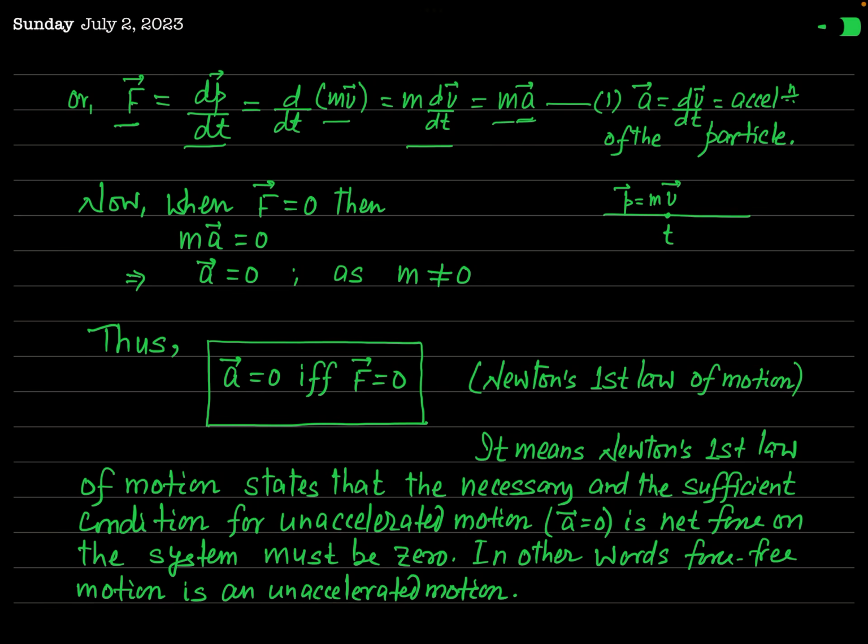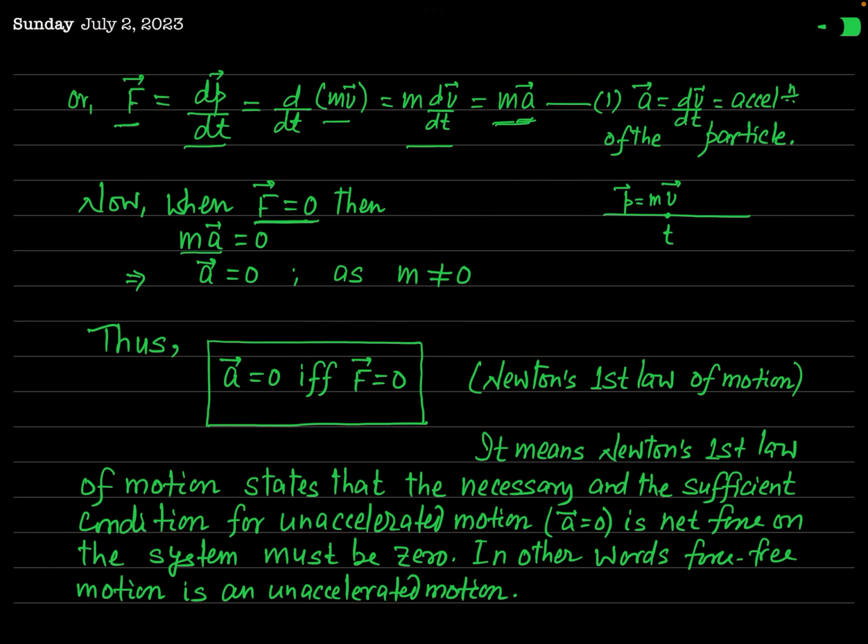Now let us consider that the force acting on the particle is zero. It means we are considering a situation when no net external force acts on our system or on our body or on our particle. So when F is zero, then according to equation 1, ma will be equal to 0.